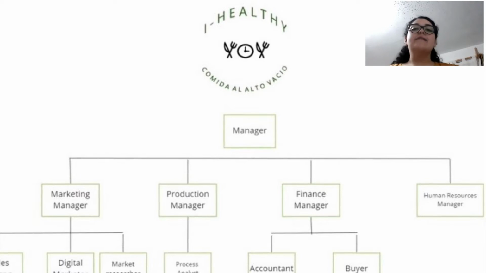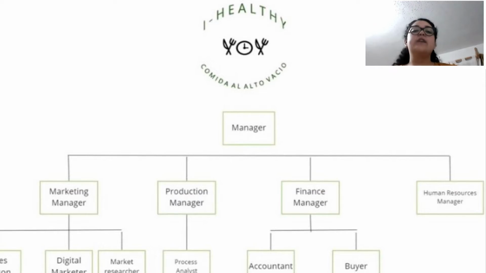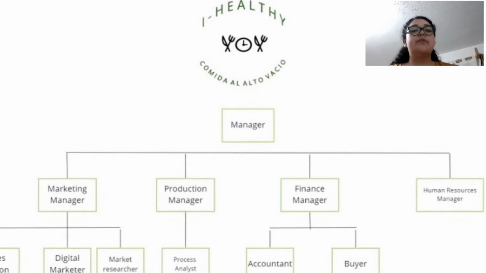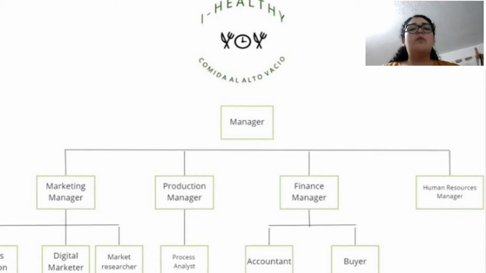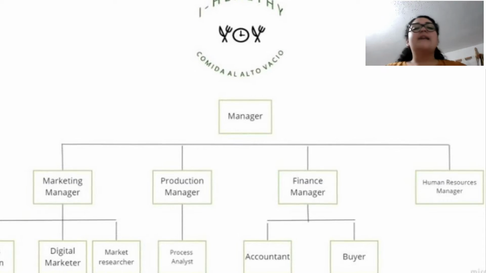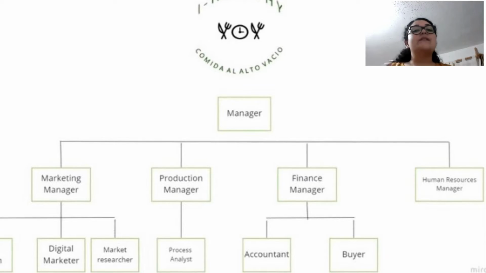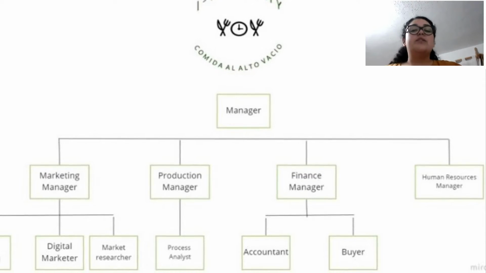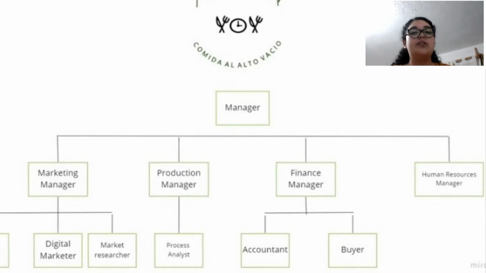First of all, we have the organizational structure, in which we decided to create a hierarchical structure because we want to have people with specific profiles and skills to perform a specific job, and also because this structure shows who is authorized for particular decisions and tasks within the organization.